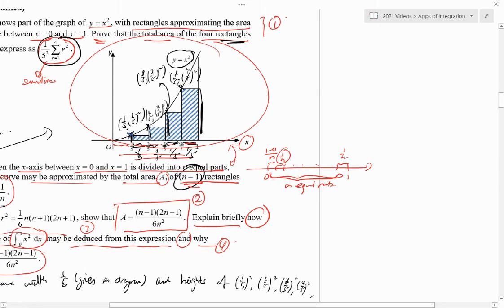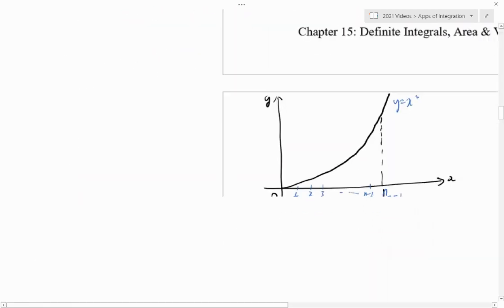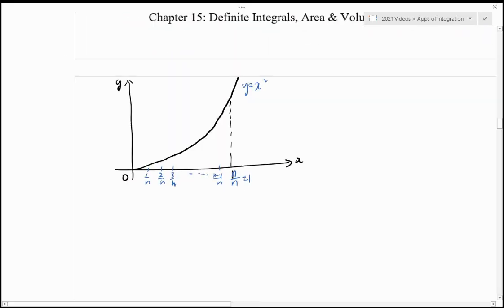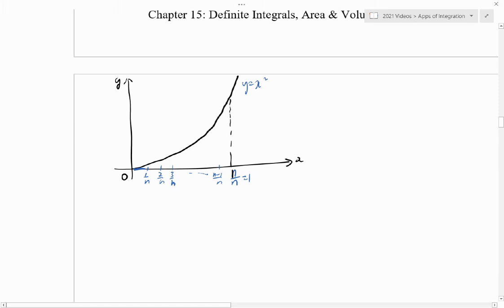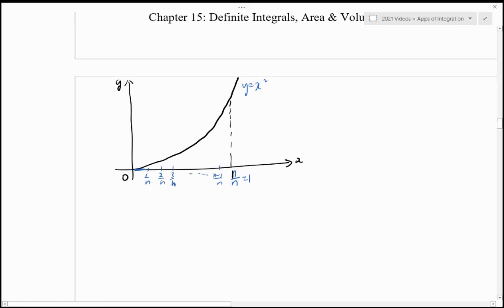Notice that the rectangles are all left bound. That means the heights of the rectangles are all taken from the left hand side. Therefore, if you start from 0, there's no rectangle here because the height is 0. And similarly for the one where you have 5 equal parts, the first height that you see is actually 0. Therefore, out of n equal parts, you only get n minus 1 rectangles.